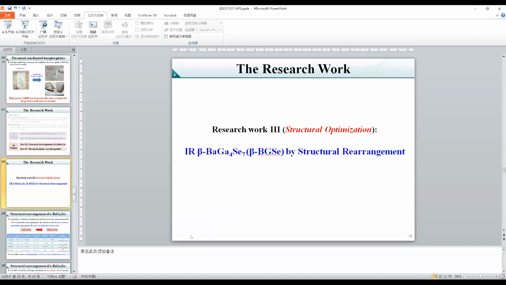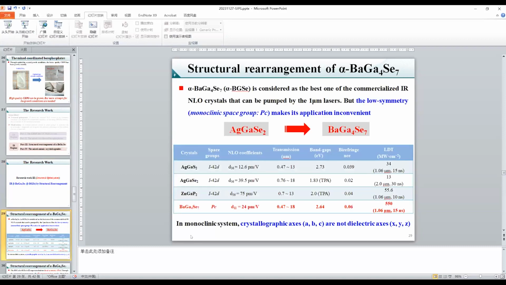The first part of research for the infrared is beta BGSE. We synthesize this compound by structural rearrangement of alpha BGSE. We know alpha BGSE has been considered as one of the best infrared nonlinear optical materials that can be pumped by the 1 micron laser. But this compound has very low symmetry. It crystallizes in the Pc space group, which belongs to the monoclinic system.